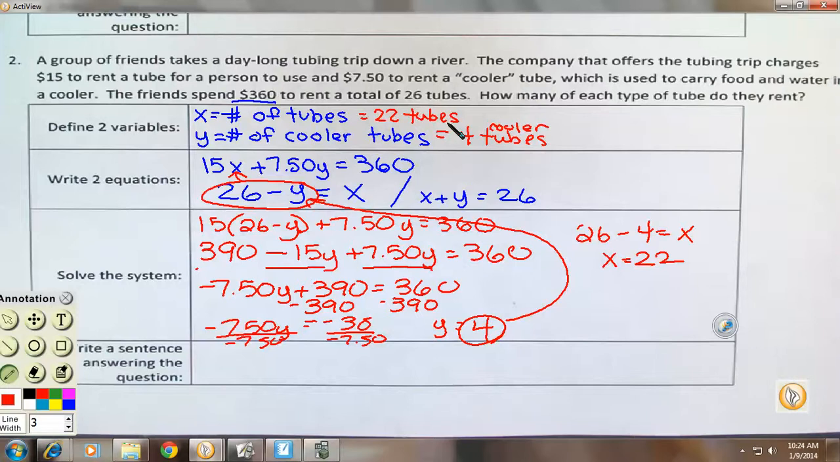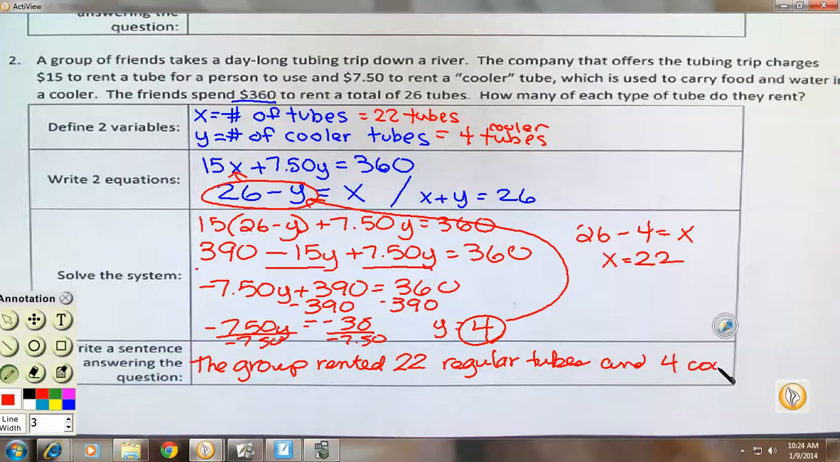Let's go ahead and write our sentence. We could say, the group rented 22 regular tubes and 4 cooler tubes.